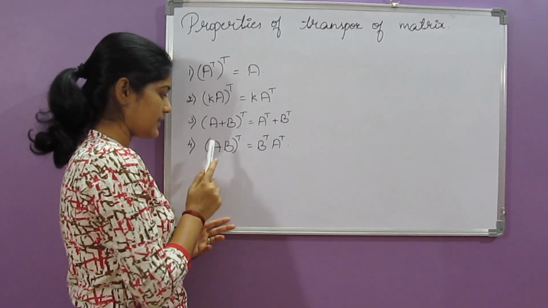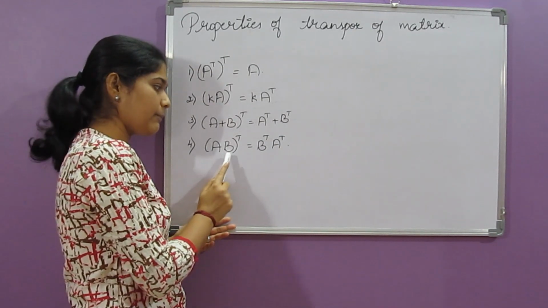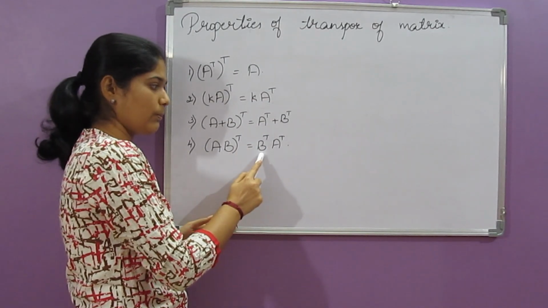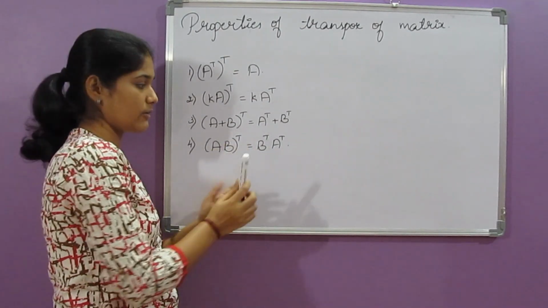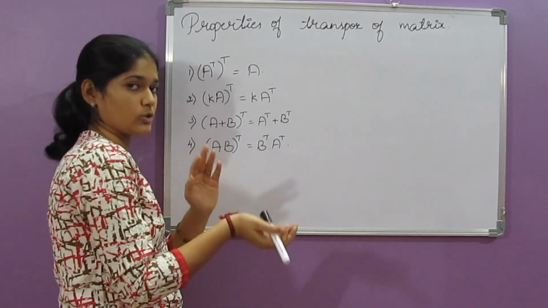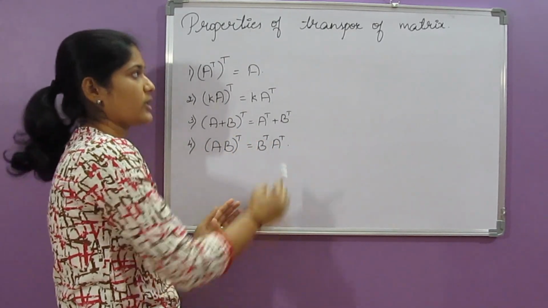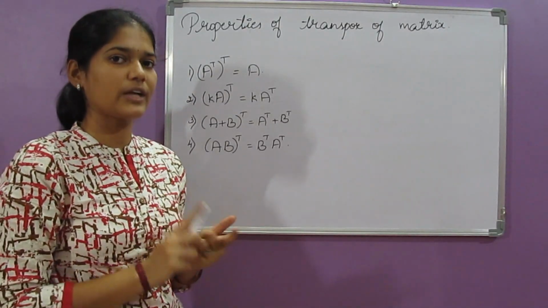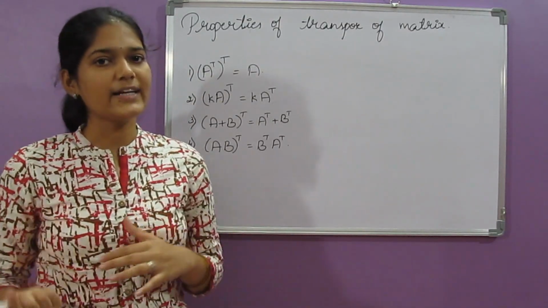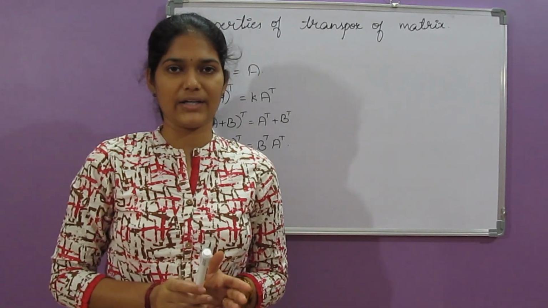And also this is a very important one. AB whole transpose is equal to B transpose A transpose. Observe here, it is not A transpose B transpose. It will get interchanged. It will be B transpose A transpose. These are the 4 properties of transpose of a matrix. Now, let's move on to the symmetric matrices.